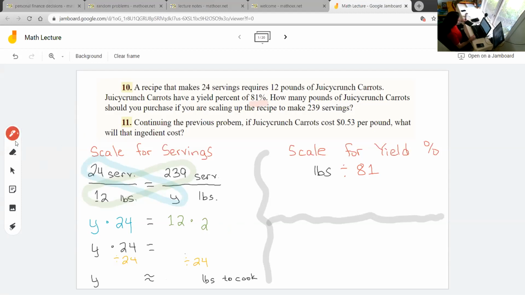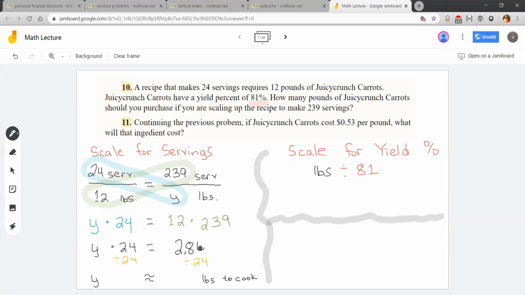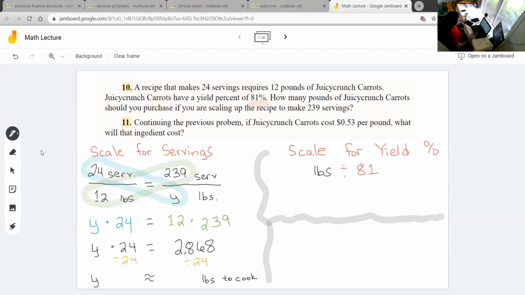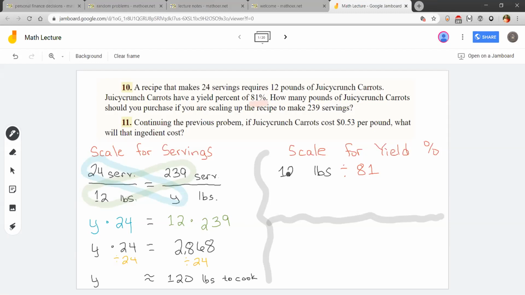Okay, 239. So 2868 should come up with 119.5. Okay, so I'll round it up to 120 just so we don't run out of food. Might as well round up.